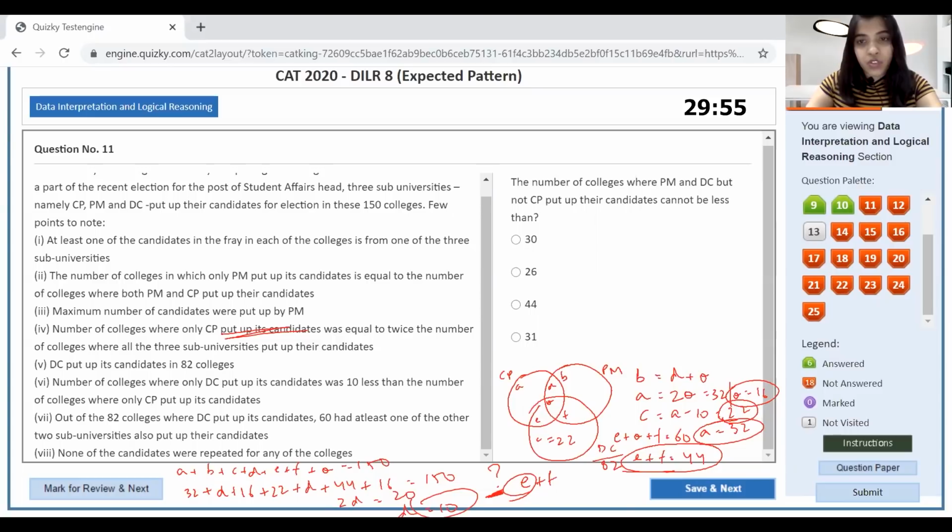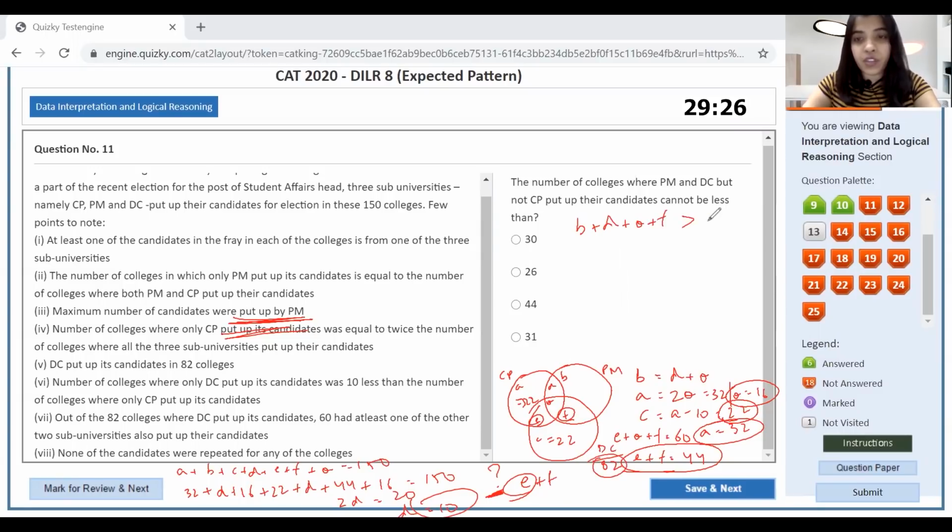The number of colleges where PM and DC, but not CP. So they're asking us for F, cannot be less than. All right, so let's go back to what we highlighted here. Maximum were put up by PM. Now we know CP is A, which is 32. So E can be adjusted as per F. So we need to see if PM, so B plus D plus O plus F has to be greater than what? DC.